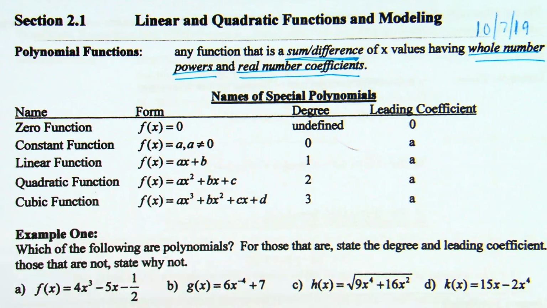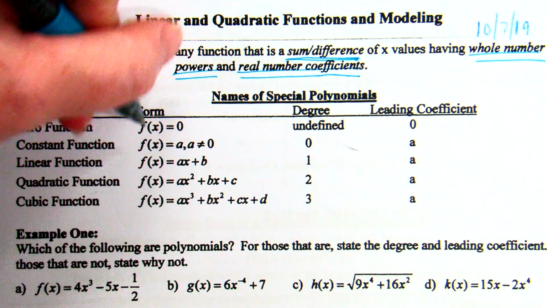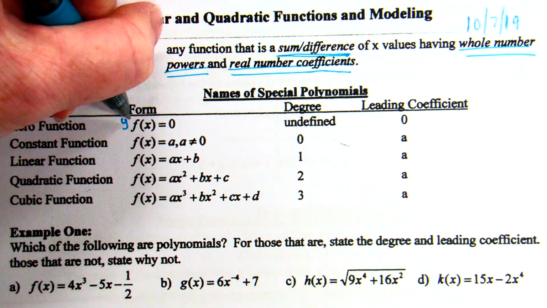Example 1 here. Which of the following are polynomials? We're going to start by answering yes, it's a polynomial, or no, it's not. For those that are, we're going to state the degree and leading coefficient. For those that are not, we're going to explain why not. So example A: f of x equals 4x cubed minus 5x minus 1/2. My first question to you is, is this a polynomial?